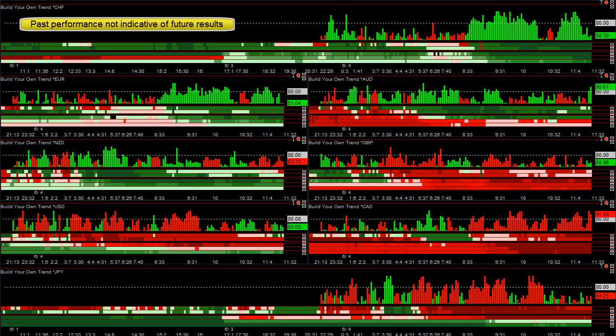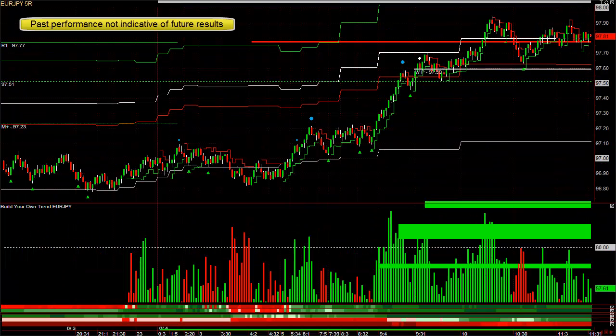So we'll look at euro-yen buys around 8:30. So here's 8:30, right around here. And notice our signals on the chart. The triangles are trend trades. The circles are counter trend trades. And this is still on beta.